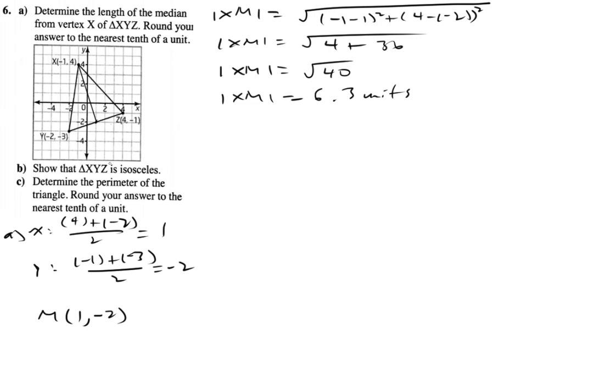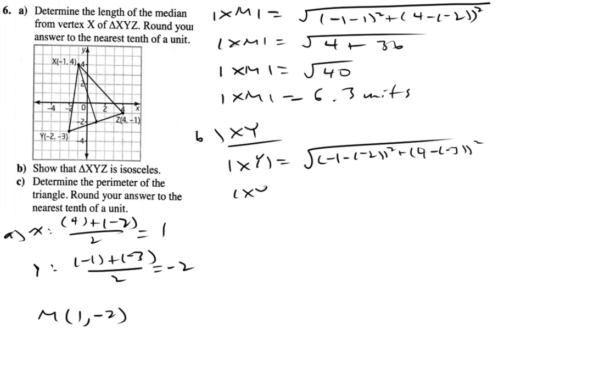So in order to show that XYZ is isosceles, right, we're going to have to take a look at all the side lengths. So let's take a look at XY. Let's take the distance or the length of that. So the length of XY is going to be equal to -1 minus -2 squared, and then you're going to have 4 minus -3 squared. So the length of XY is going to be equal to 1 squared, which is 1, plus 7 squared, which is going to be equal to 49. The length of XY is going to be equal to the square root of 50.